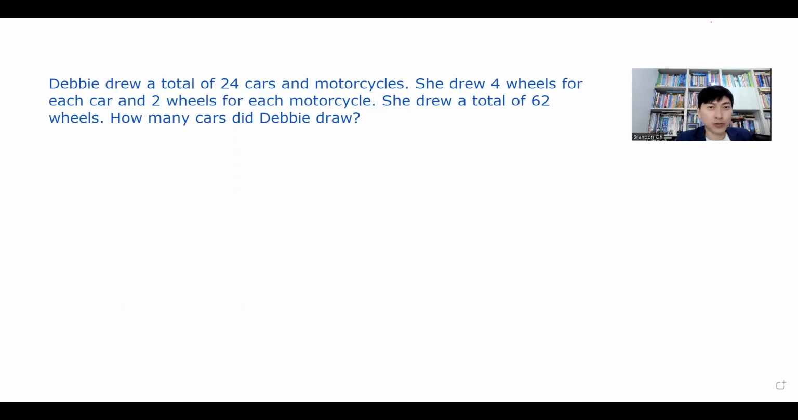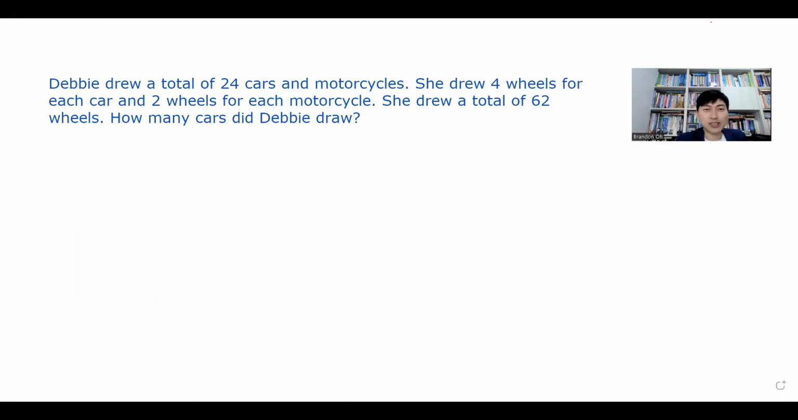First, let us read the question. Debbie drew a total of 24 cars and motorcycles. She drew 4 wheels for each car and 2 wheels for each motorcycle. She drew a total of 62 wheels. How many cars did Debbie draw?